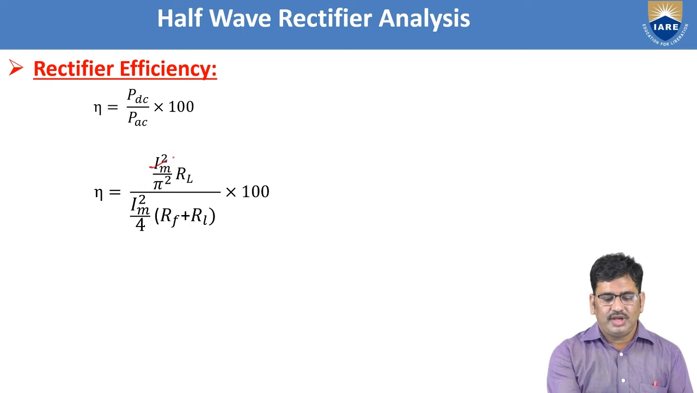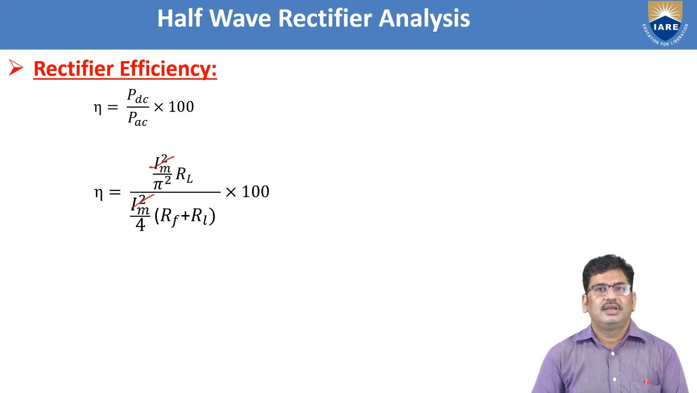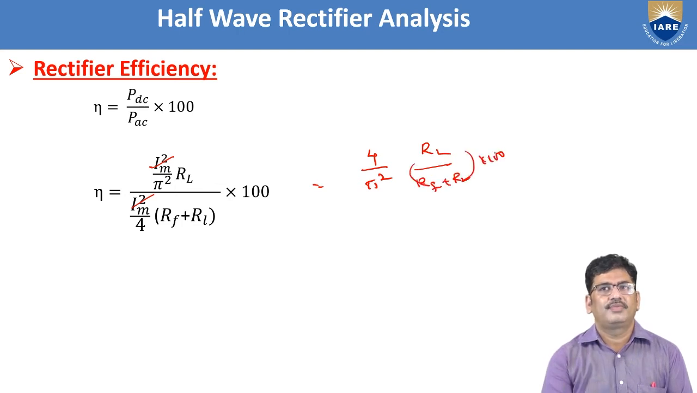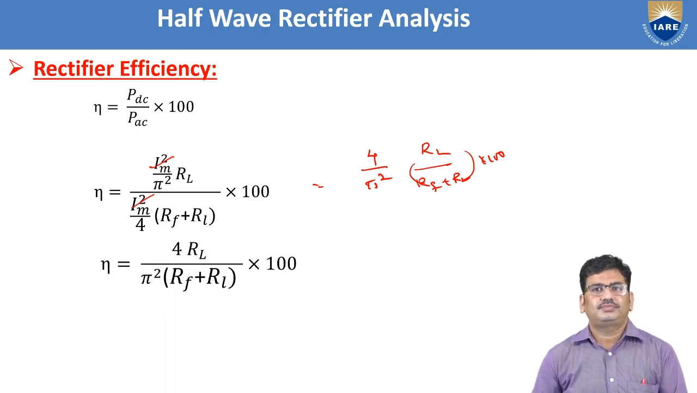Here IM square gets cancelled, which will reduce us to 4 by pi square into RL divided by RF plus RL into 100. As we know, RF is much less than RL. Substituting this, RF plus RL is approximately equivalent to RL, so the RL component gets cancelled. So then we will get efficiency equivalent to 4 by pi square into 100, which will give us 40.56.